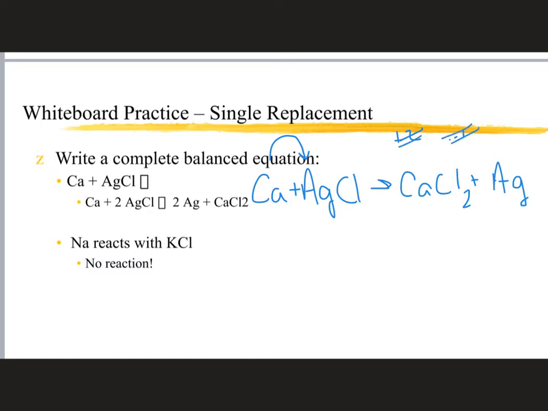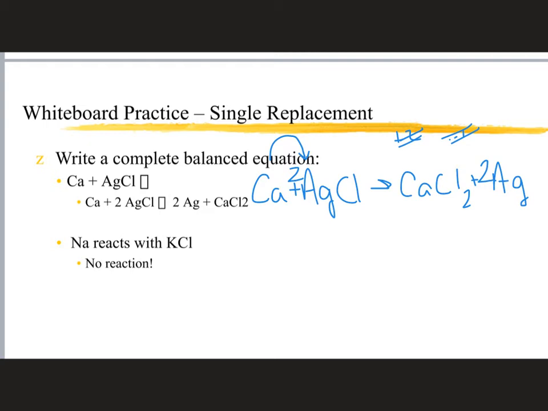And silver is not diatomic. That does make an unbalanced equation. Looking at the chlorines, there's 2 on the right and 1 on the left. So I would need a 2 in front of the AgCl. Now that also creates 2 silvers. So I would also need a 2 in front of the silver on the right. So Ca plus 2 AgCl yields CaCl2 plus 2 Ag.